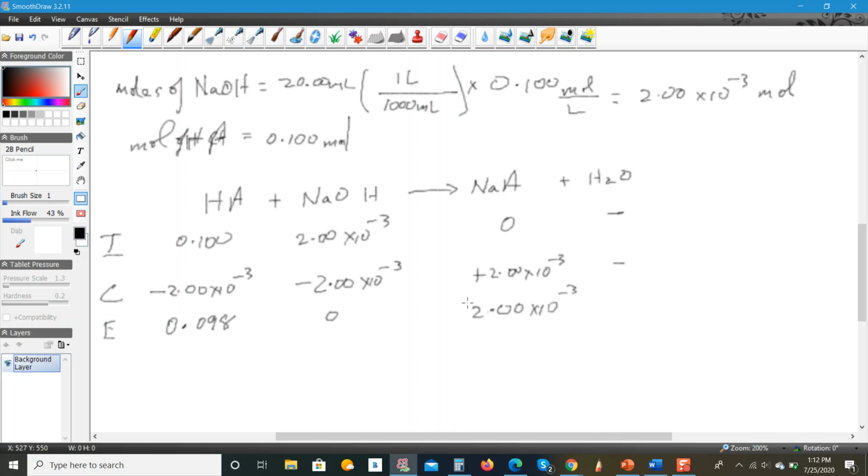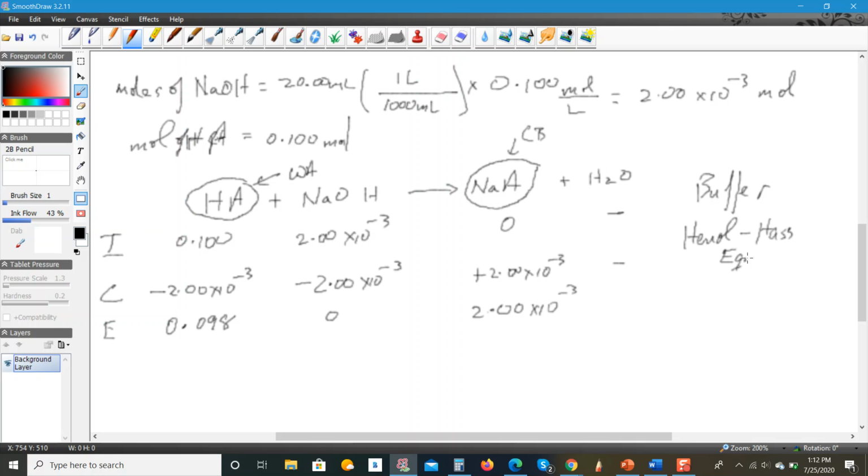So therefore, what this tells us is that at the end of the reaction, there are only two things remaining: acetic acid and sodium acetate. And if you recall, this combination of a weak acid and the conjugate base of the acid constitutes a buffer. And we know of a formula that we can use to calculate the pH of a buffer, and that is the Henderson-Hasselbalch equation. All right? So what we need to do is use this equation to find the pH.